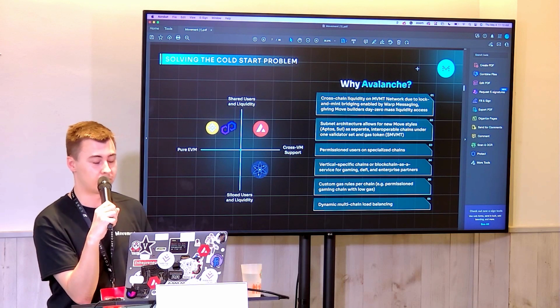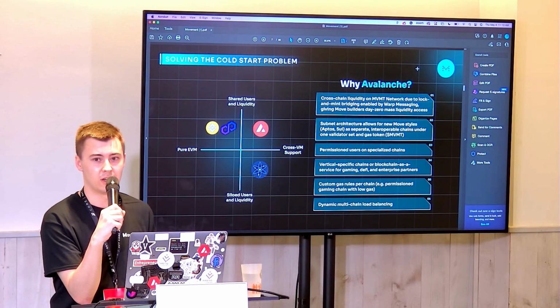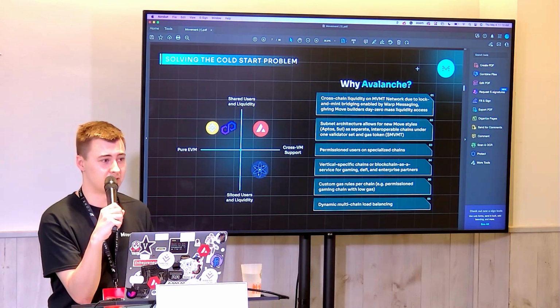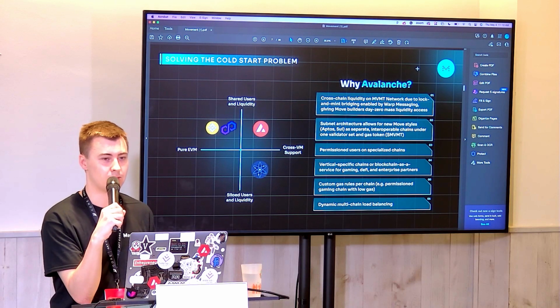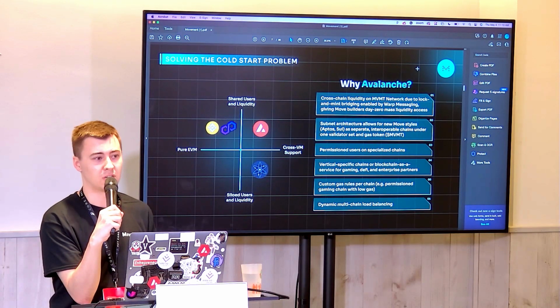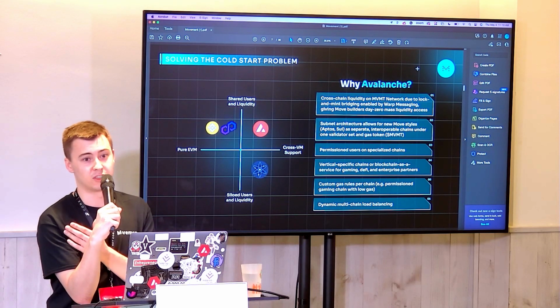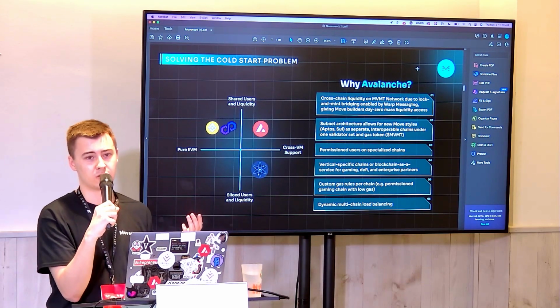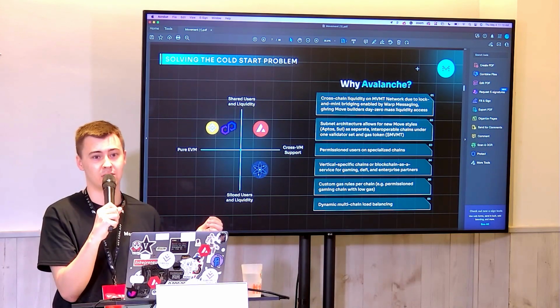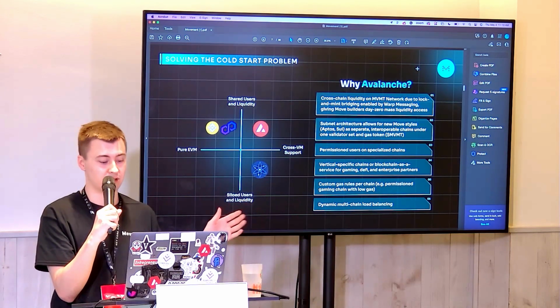What's really powerful about subnets specifically is that with connectivity with the primary chain and with other subnets, you're able to much more efficiently onboard your initial users and your initial projects, as well as liquidity, because you have full backwards compatibility and connectivity with those chains.